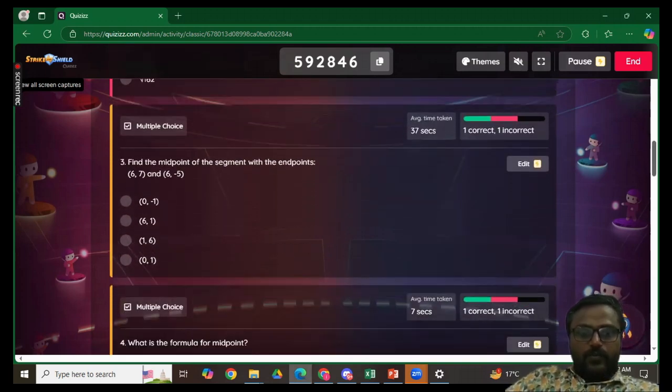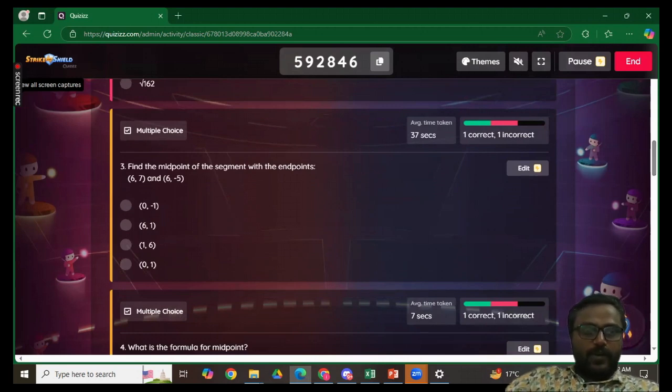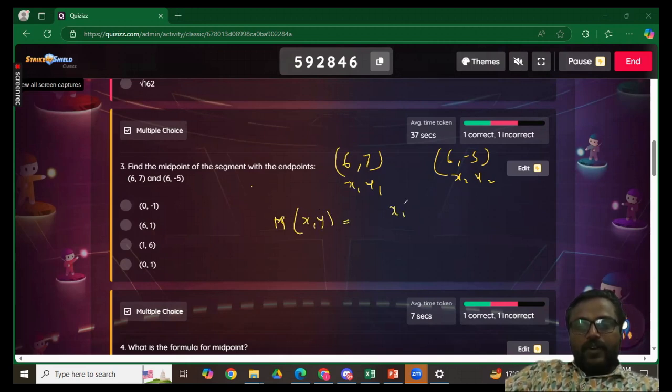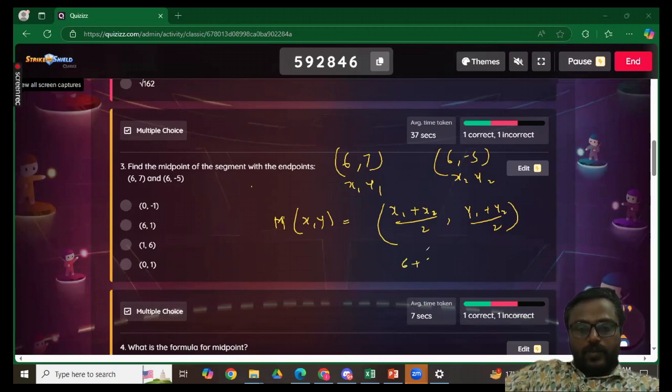So the next question, find the midpoint of the segment with endpoints. Here are the endpoints, (6, 7) and (6, -5). I'll name these x1, y1, x2, y2. For finding the midpoint, what do we need to do? We just need to take the average of the x coordinates and the average of the y coordinates. So (x1 plus x2) over 2 is (6 plus 6) over 2, comma, (y1 plus y2) over 2 is (7 plus -5) over 2.